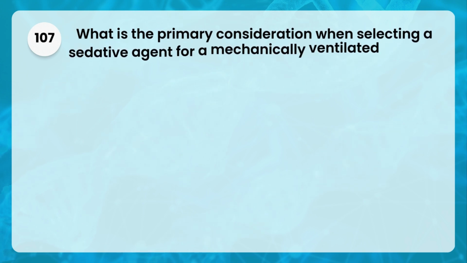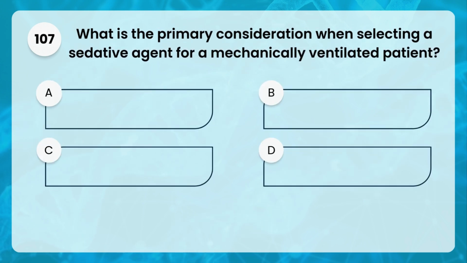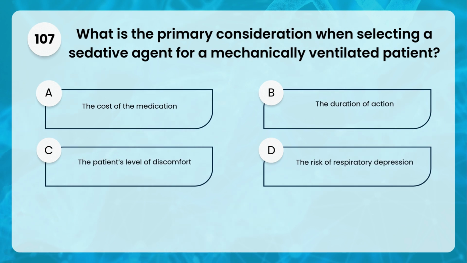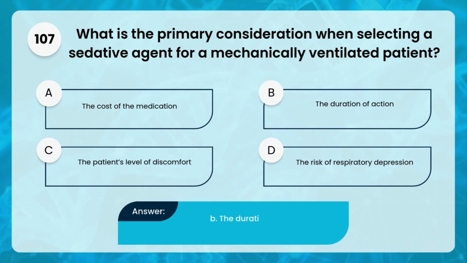107. What is the primary consideration when selecting a sedative agent for a mechanically ventilated patient? A. The cost of the medication. B. Duration of action. C. The patient's level of discomfort. D. The risk of respiratory depression. The answer is B. The duration of action.